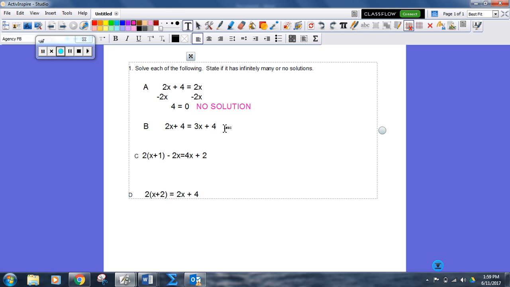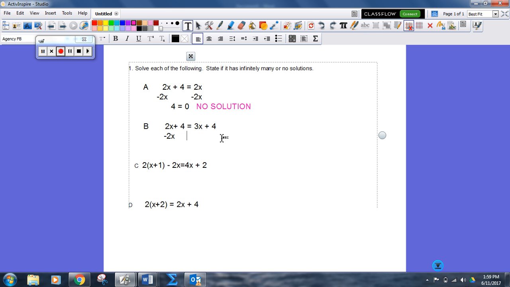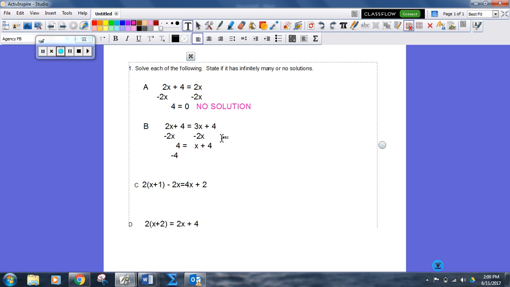Letter B, I am going to again solve it, and I'm going to start by subtracting 2x from each side of the equation. When I subtract 2x from the left side, what I am left with there is 4. On the right side, I am left with x plus 4. So I subtract 4 from each side, and what I get is 0 equals x. Therefore, there is a solution, and the solution is 0.